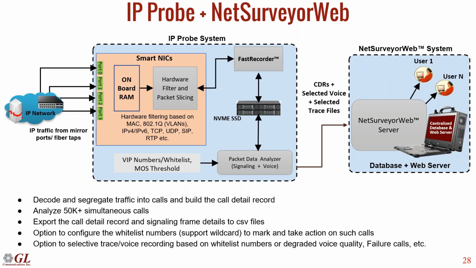And as Mike mentioned, we have this fast recorder module. All the traffic coming to this SmartNIC will be recorded to NVMe disks, which are very fast disks. We can configure this as per the requirement, so we can rack up these NVMe disks. So the fast recorder will be capturing all the traffic at a higher rate without losing any of the traffic. It is lossless capture.